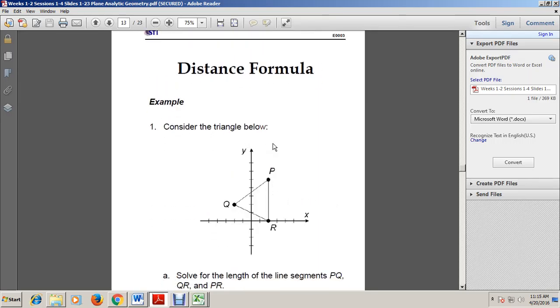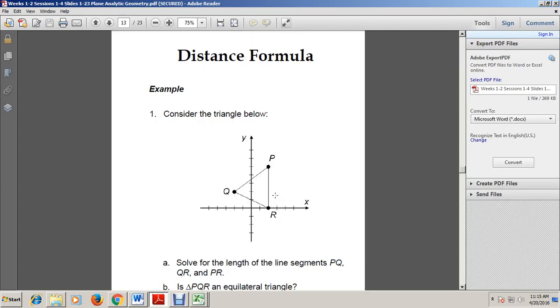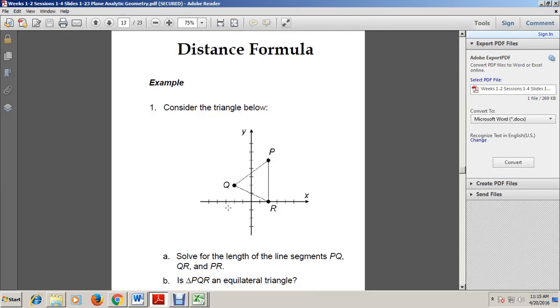So I'll be doing this example for the distance formula. What is asked here is that given the figure with the following coordinate points P, Q, R, we are asked to solve the length of the line segments PQ, QR, and PR.